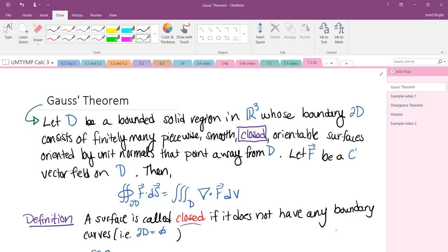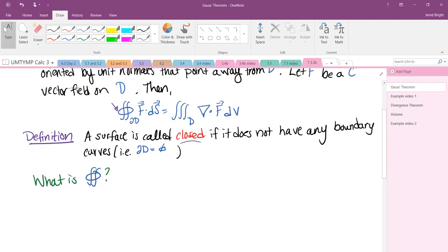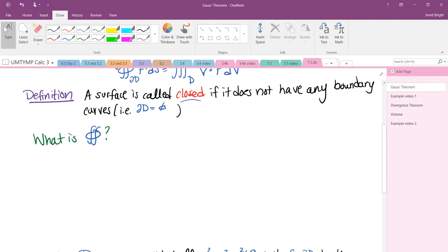So if we look at the boundary of the surface, it is empty. And anyway, if we end up satisfying these criteria, so piecewise smooth, closed, orientable, unit normals pointing away from the surface, great, then we say that the vector surface integral is equal to a triple integral of the del operator dotted with the vector field. The only thing that's maybe new to us is this symbol of a circle through the surface integral. If you remember, we saw that loop back when we were first studying, I believe, the divergence theorem, and that just meant it was a line integral over a closed curve.